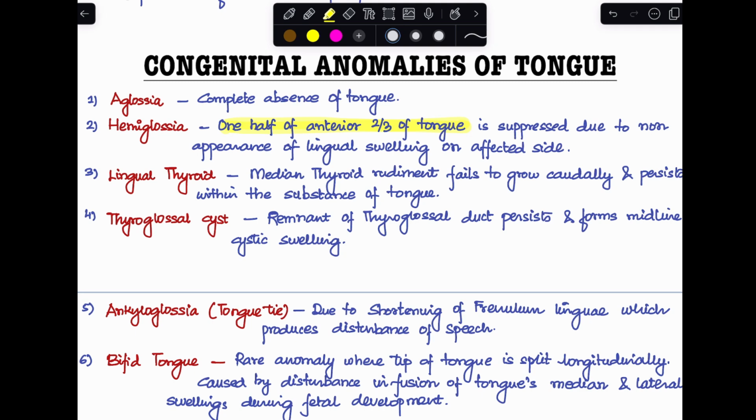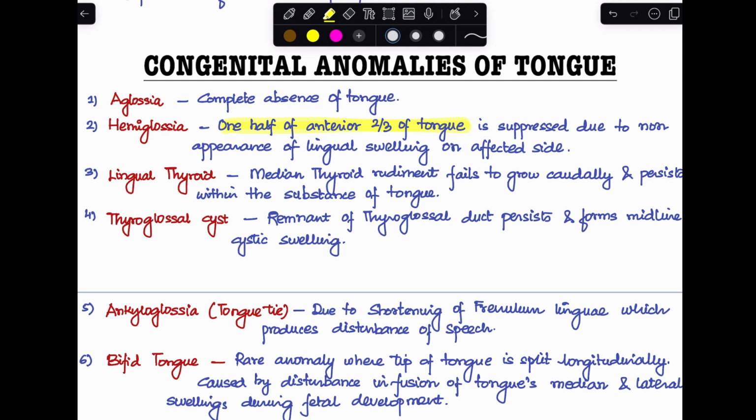The fourth one is thyroglossal cyst. Again, thyroglossal cyst is a very important short note. I will be discussing it in another video, but just a short little bit about it. Thyroglossal cyst develops because when the remnant of the thyroglossal duct persists anywhere in the path from the tongue to the normal anatomical position of the thyroid gland, it forms a midline cystic swelling which is known as the thyroglossal cyst. So it's basically a remnant of the thyroglossal duct.